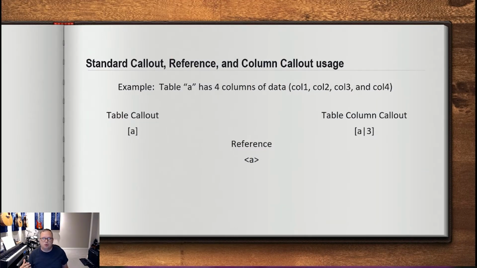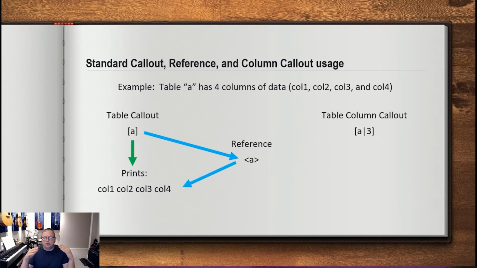So for this example, we're going to use a table called A. The table is A. It's got 4 columns of data called column 1, 2, 3, and 4. Call 1, call 2, call 3, and call 4. If you use a table callout with the square brackets, it will give you everything from the row, all 4 columns, at once. If you reference it with the alligator mouth, or greater than less than symbols, whatever, I like alligator brackets because they look like a little chompy alligator mouth, and you reference it, you'll get the same thing that you got before.